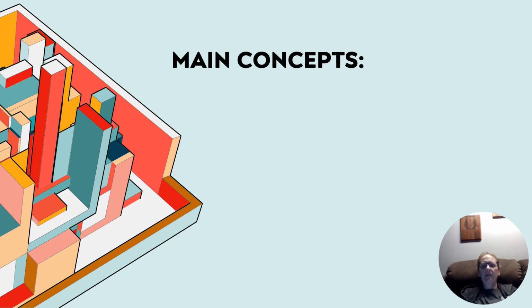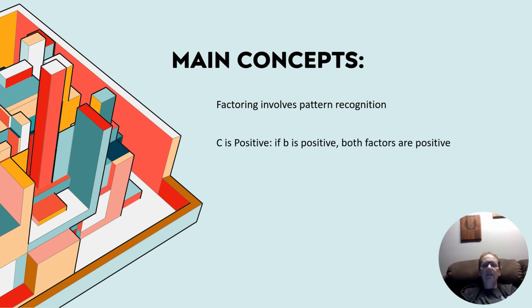So the main concepts are basically based on what I just told you. Factoring involves pattern recognition. So the final term of x squared plus bx plus c, okay? If the last term in that trinomial is positive, then there's two possibilities. If b in the middle is positive, that means both factors are positive, because the two terms would have to be positive in order to make that work. If it's negative, both factors are negative.